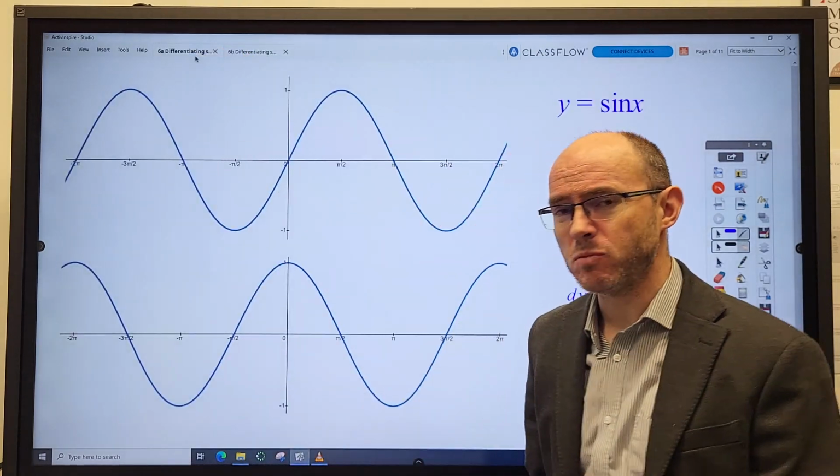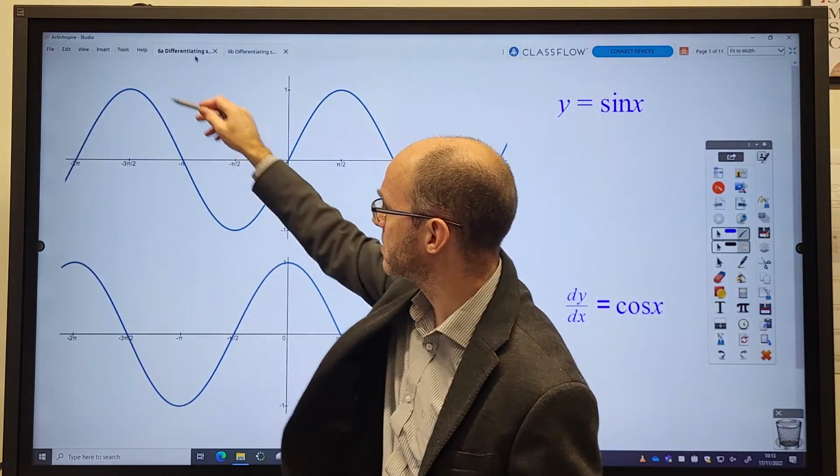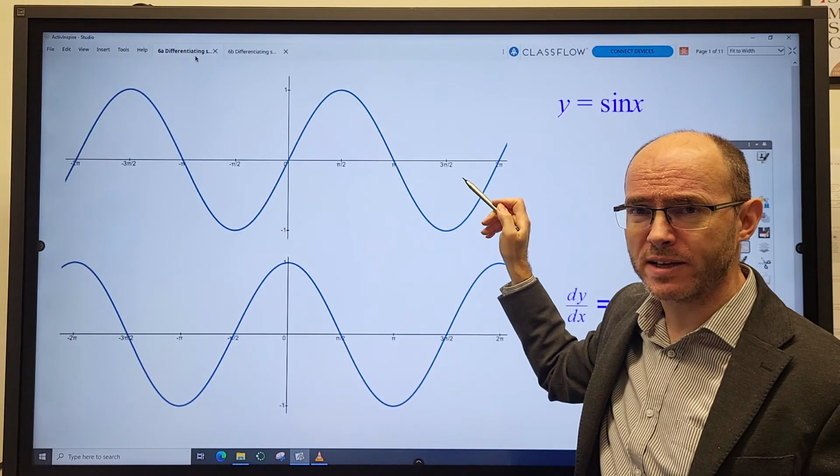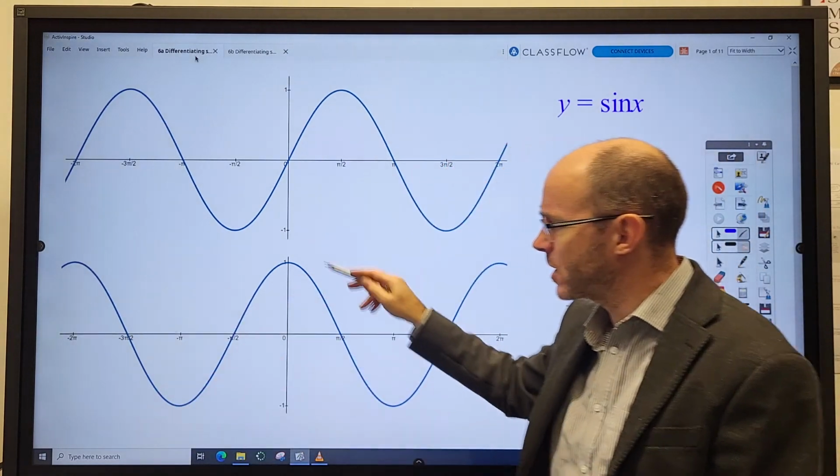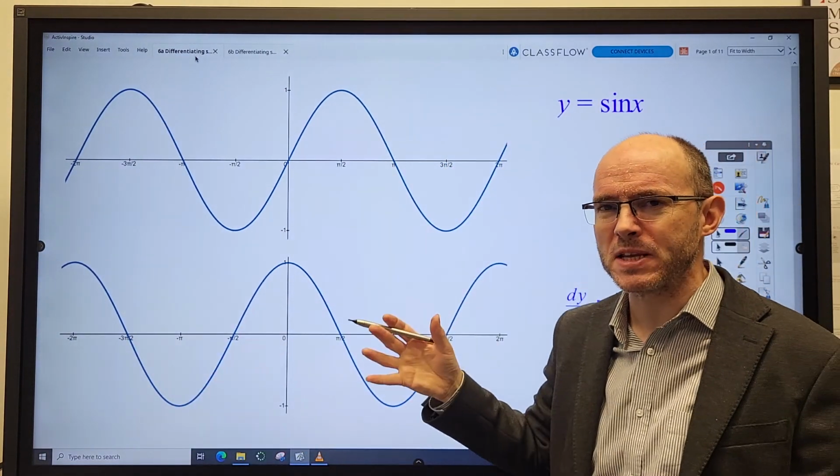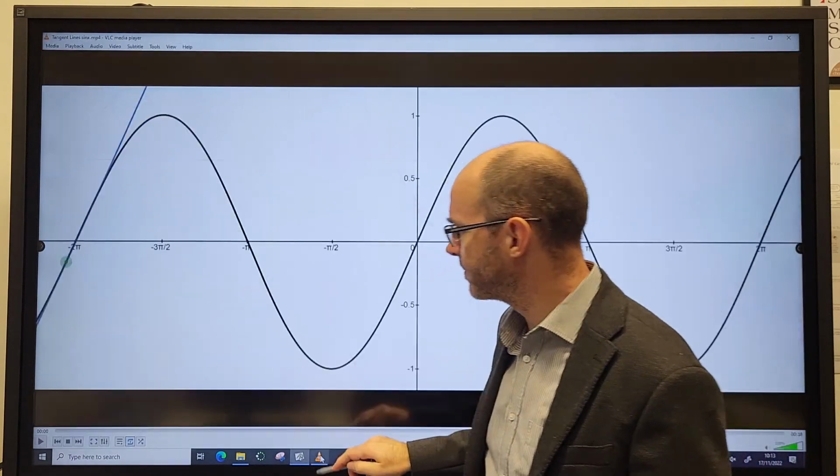Let's just investigate a little bit. So graphically, what we're saying is this. When we differentiate the graph of y equals sine x, we're getting the graph of y equals cosine x. Okay, that's what's happening graphically. Now let me just show you something here.